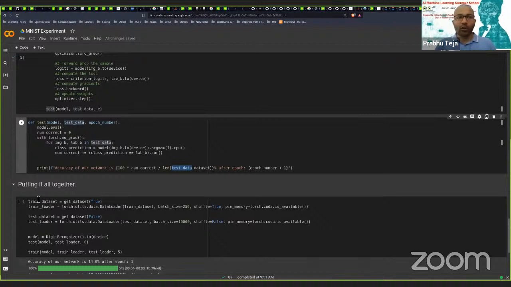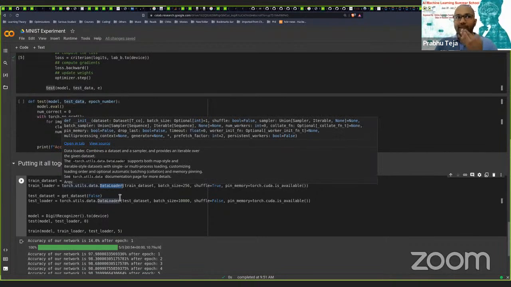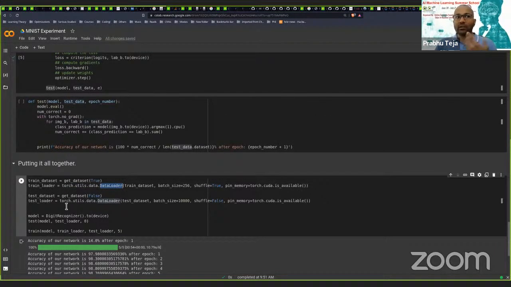So let us put all of these together. First, let's get the data set. I get the data set and I use what is called a data loader. A data set is a collection of samples. A data loader puts them together in the form of batches, and it does a few other things like shuffling. For example, over each epoch, we don't want the network to see the data in the same order, so we shuffle the data order. All this is something the data loader does internally. Similarly, test data and a test data loader.